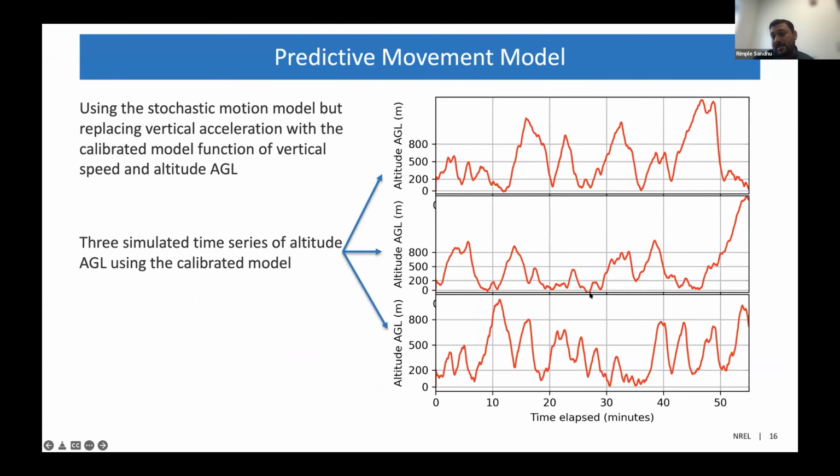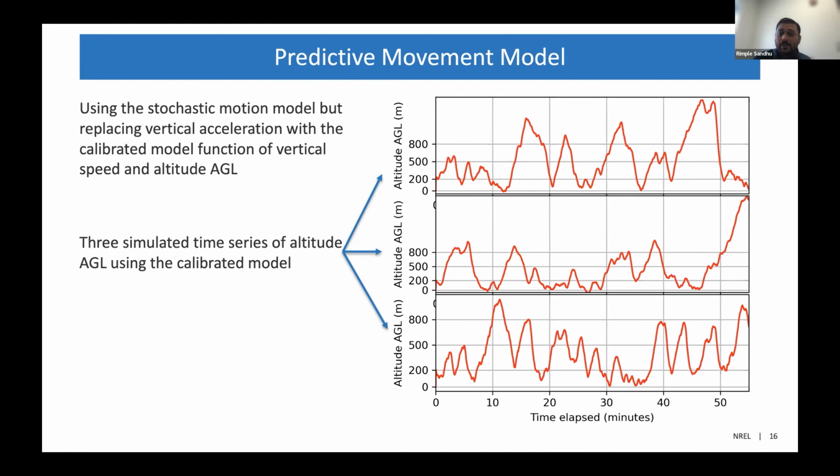And these are 3 tracks that we have simulated using that model. So once it simulates vertical acceleration, we can then simulate speed and then altitude above ground level using the stochastic model that I showed earlier. So all we need to simulate is acceleration, then comes the speed, and then comes the location. And these are 3 sample tracks that we have simulated using just the relationship between vertical acceleration, vertical speed, and altitude above ground level. And they look sort of reasonable, but we are looking into improving those by including the horizontal speed and other motion variables in that.